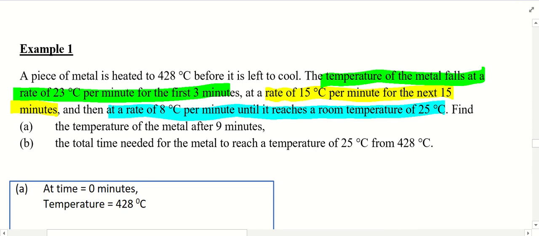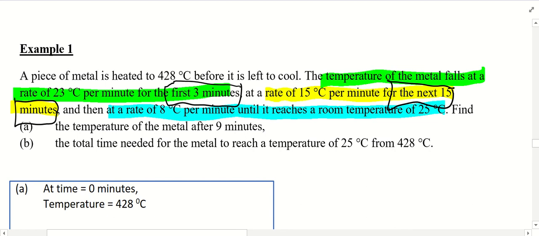So I have this piece of metal that's heated to a very high temperature of 428 degrees Celsius. Before it's left to cool down, the temperature will drop. The temperature of the metal falls at a rate of 23 degrees Celsius every minute for the first 3 minutes. Keyword here, for the first 3 minutes. Okay, after the first 3 minutes, what happens? It will start to drop at the rate of 15 degrees Celsius per minute for the next 15 minutes.